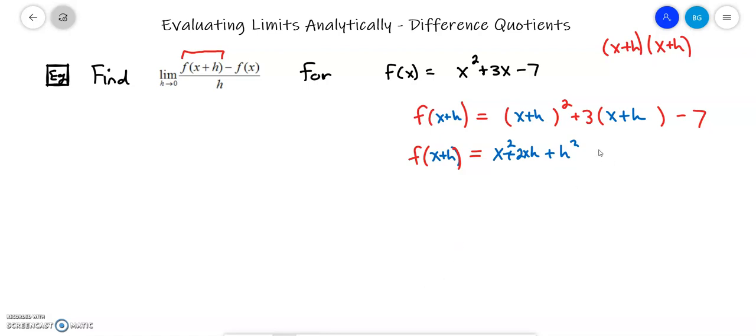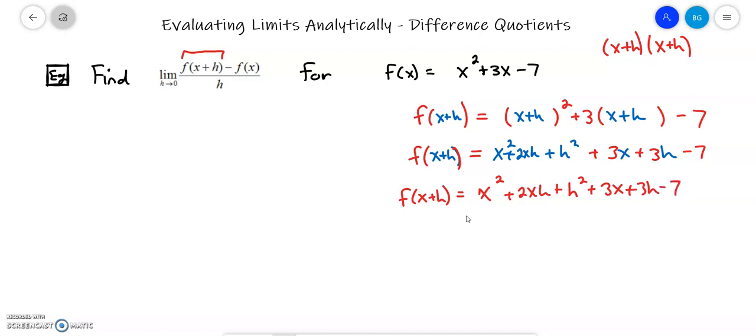And then, of course, that's going to be plus 3x plus 3h, just distributing there, and then minus 7. Now I'm going to drop the color coding because at this point we're just on cleanup duty. We only have one x squared term, so there's really not much we can do here. I was thinking maybe we'd have some like terms to collect, but I really don't see any, so this line is kind of redundant. Anyway, this is my f of x plus h.